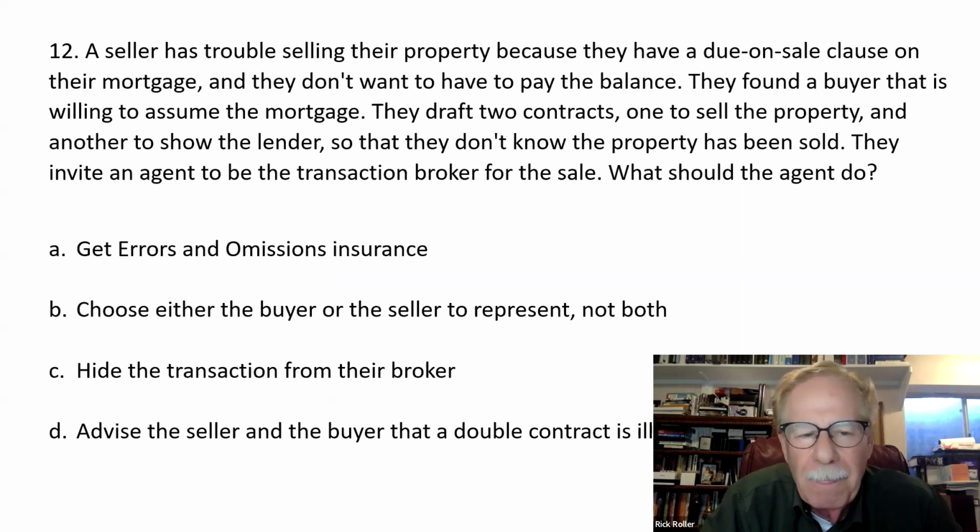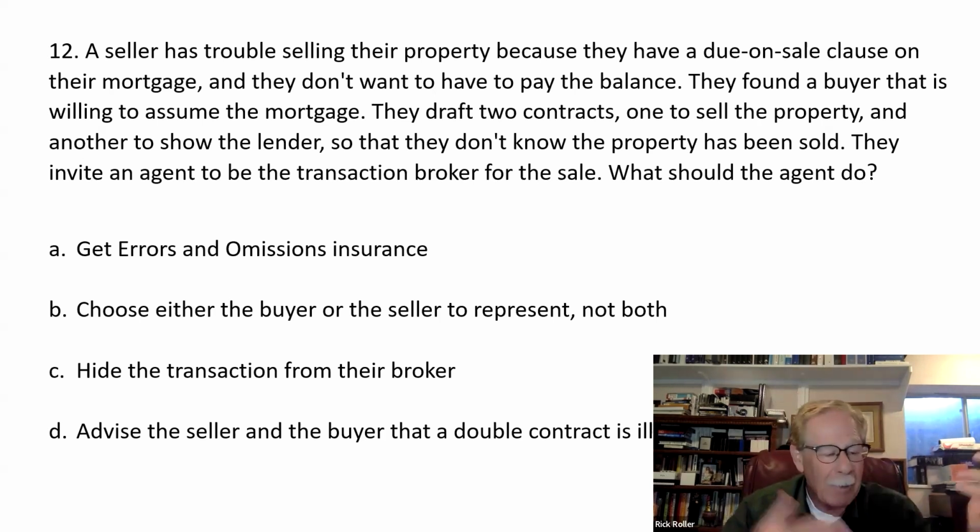Number 12. Now here's a seller that has trouble selling their property because they have a due on sale clause in their mortgage, and they don't want to have to pay off the balance. Well, due on sale clauses in mortgages say that if you sell that property, we're willing to make the loan to you, but we don't want someone else coming along and taking over your loan. So if you sell the property, you've got to pay us off. It's called a due on sale clause. Very common.